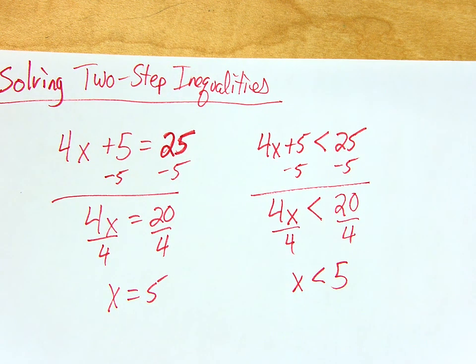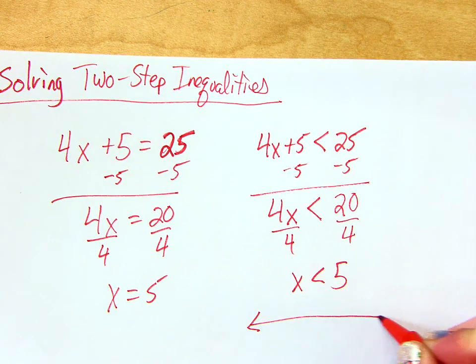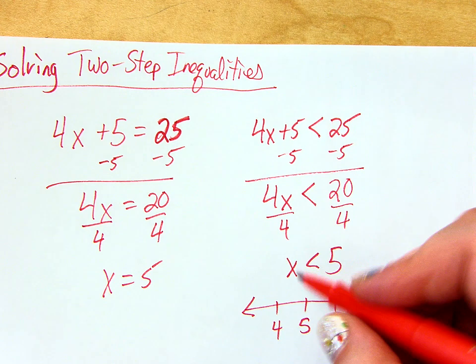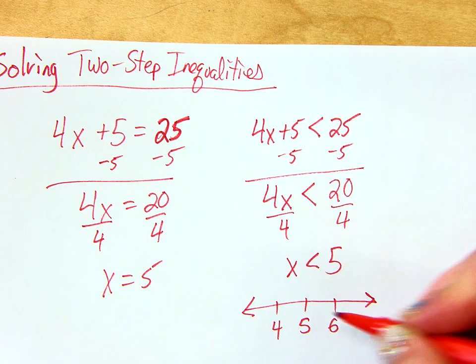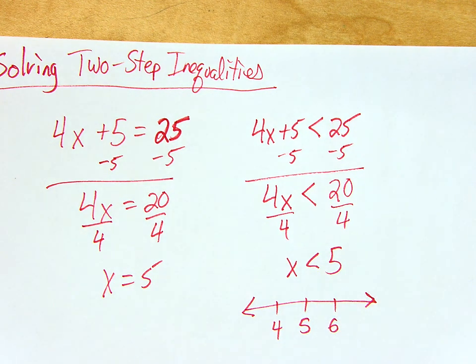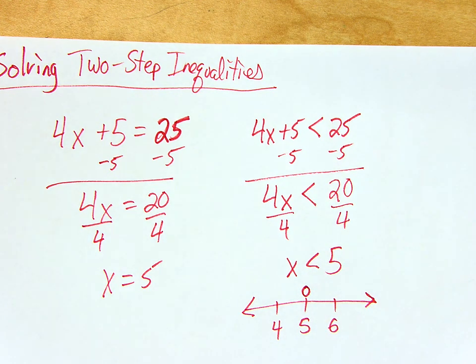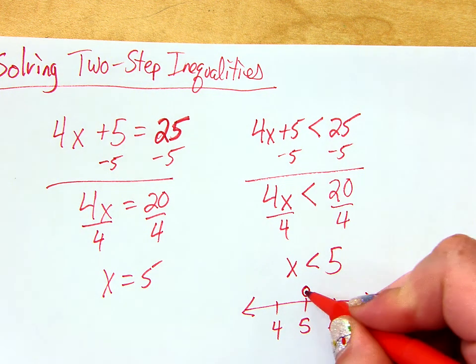And you could be asked to graph this answer. You guys already know how to graph. Okay, I put a dot at the 5. Open. And then I would shade. Which way? Which way do I shade? To the left.